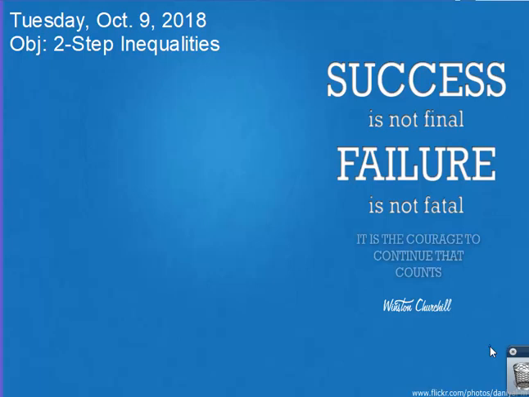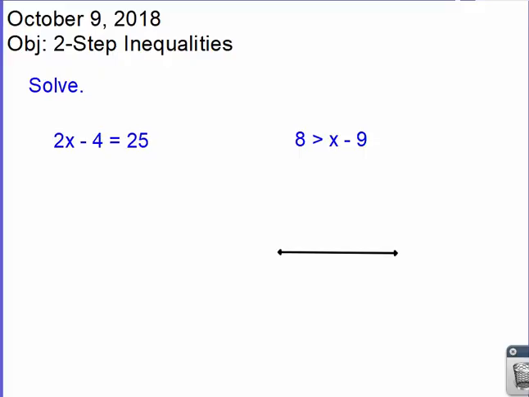Hello class. Today we're going to talk about two-step inequalities. But let's first do a little bit of review. Okay, so on your warm-up today, let's talk about the two-step equation that's here and the one-step inequality, because in our lesson today, we're going to marry these two together.